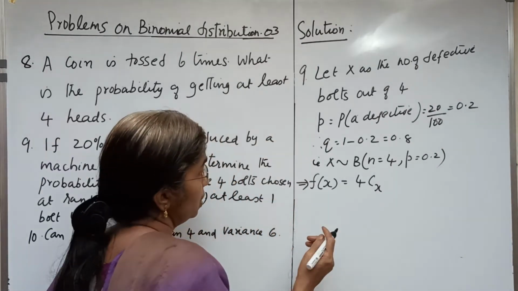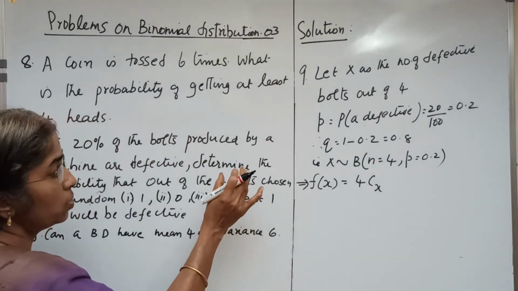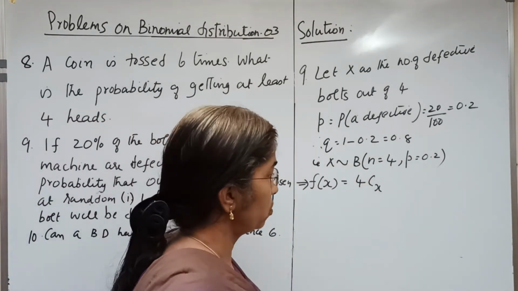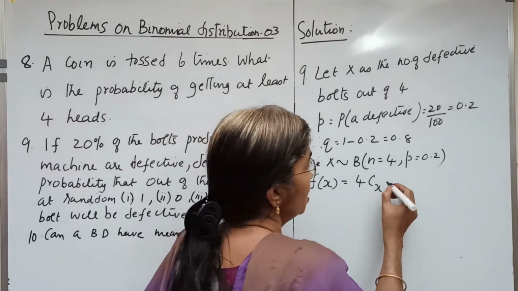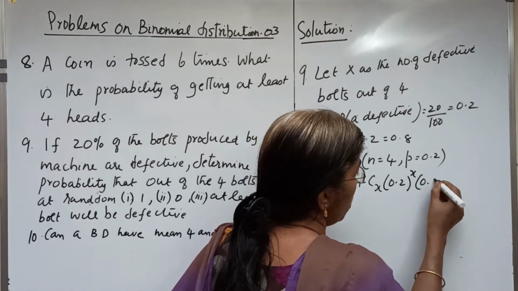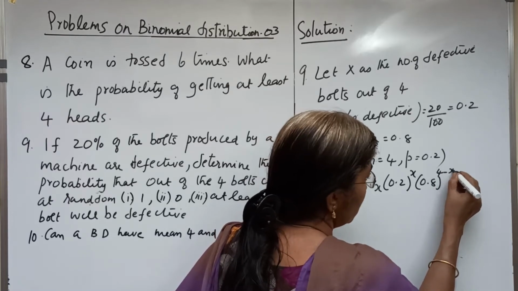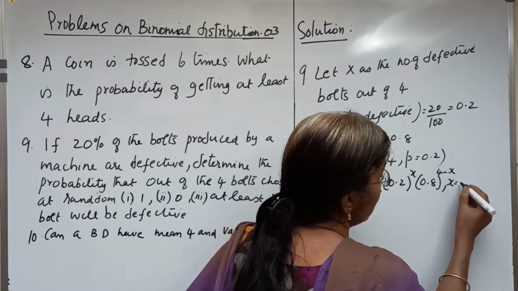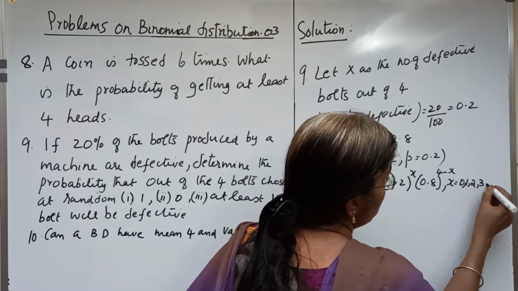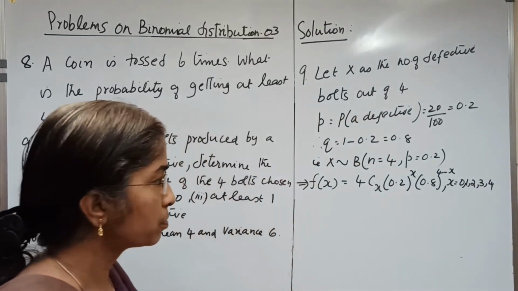f of x equal to 4Cx. As we consider out of 4 balls the number of balls defective, n equal to 4. So that f of x equals 4Cx into 0.2 raised to x into 0.8 raised to 4 minus x, and x is the number of defectives, so taking values 0, 1, 2, 3, 4.